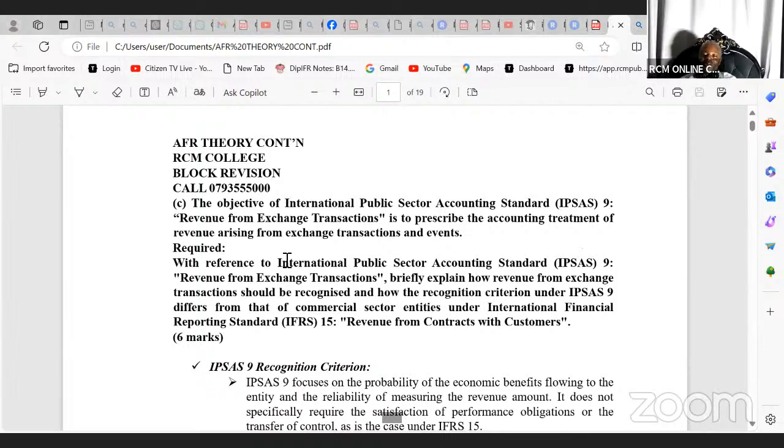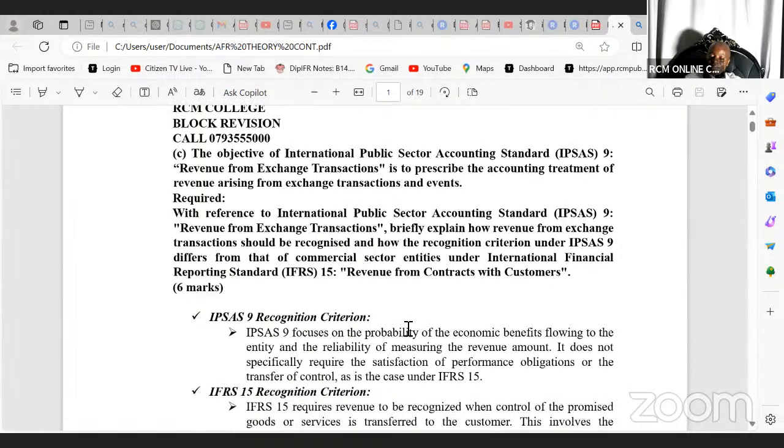The objective of International Public Sector Accounting Standard 9, Revenue from Exchange Transactions, is to prescribe the accounting treatment of revenue arising from exchange transactions and events. With reference to IPSAS 9, briefly explain how revenue from exchange transactions should be recognized and how the recognition criterion under IPSAS 9 differs from that of commercial sector entities under International Financial Reporting Standard 15, Revenue from Contracts with Customers.